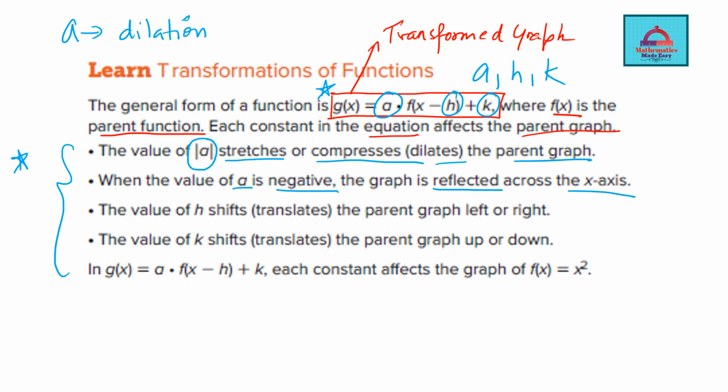The value of h denotes the horizontal translation. If h is positive, the graph is going to go to the right. If it is negative, it's going to go to the left. The value of k denotes your vertical translation. If it is positive, the graph goes up. If it is negative, it comes down. In general, the values of a, h and k affect the graph, and by finding these values, you'll be able to say what transformations are happening.